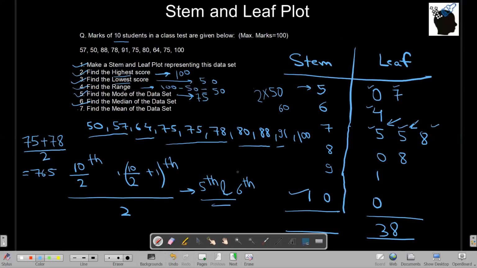Let me make some space here. It's getting too cluttered. Okay. So when I talk about 7, there are 3 values, so I have to add 7 three times. 8, there are 2 values, so I'll add 2 into 80. 9, there is only one value, so I'm just going to add 90. 10, also there is only one value, so I'm just going to add 100.